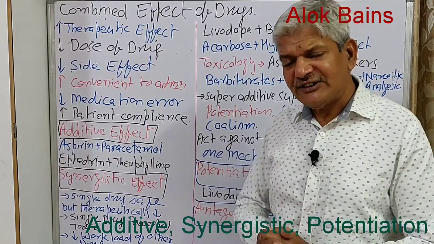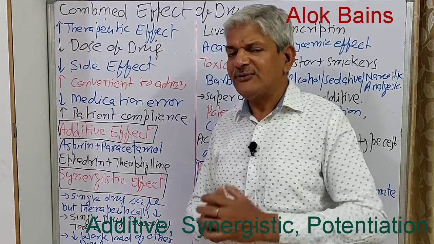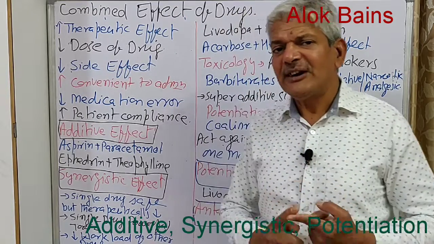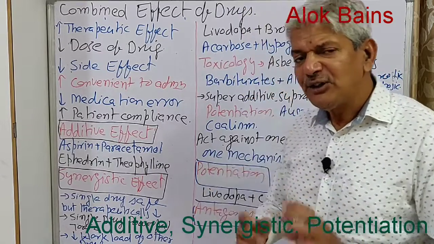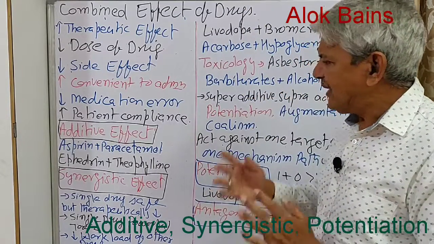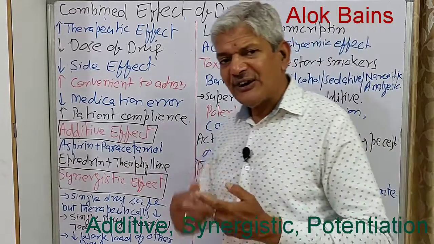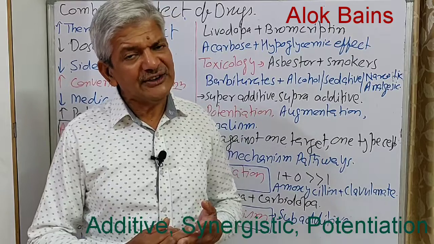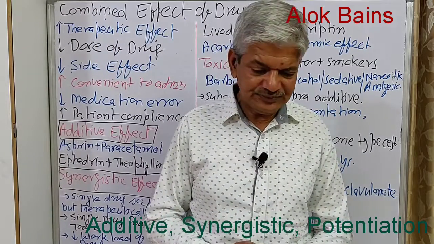Before studying this synergistic effect, we will try to understand some examples of the additive effect. Number one, the most common example is use of aspirin with paracetamol. Usually they produce the additive effect. Second example is use of ephedrine plus theophylline to treat bronchitis. So these are the main two examples of the additive effect.